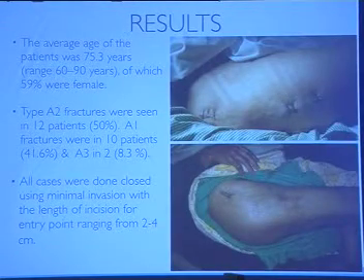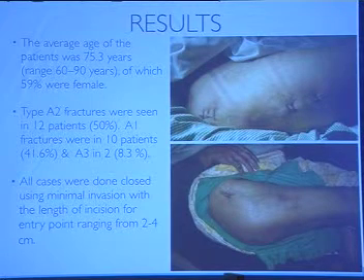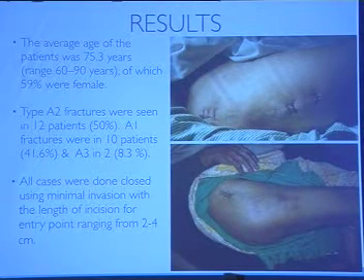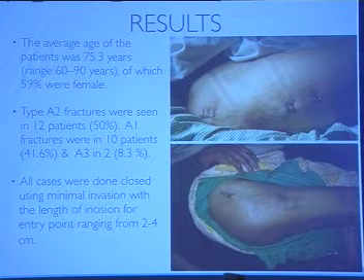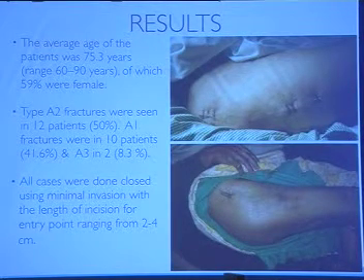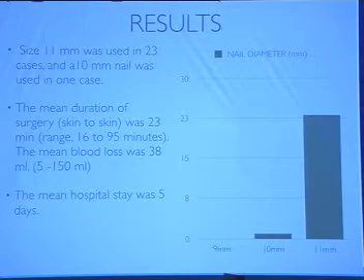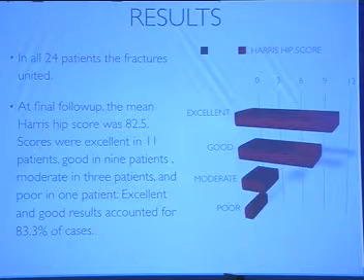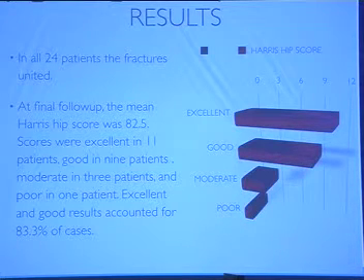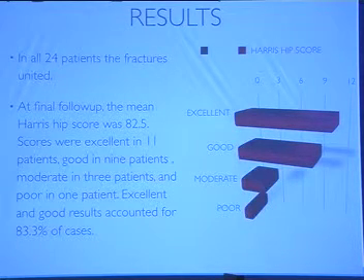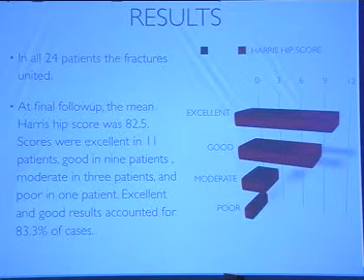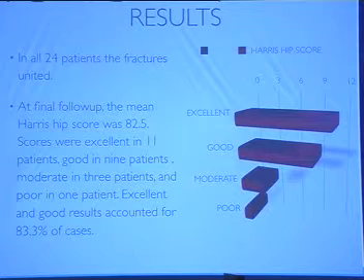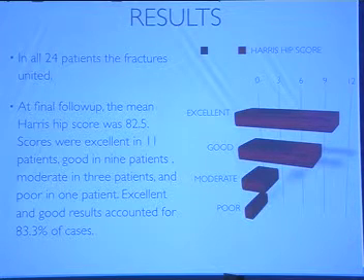The results: the average age of the patients was 75 years. Type A2 was seen in 12 patients, A1 in 10, and A3 in 2. All cases were done using a minimally invasive incision, entry point ranging from 2 to 4 centimeters. The mean duration of surgery, skin to skin, was 23 minutes. The mean hospital stay was 5 days. In all 24 patients, the fractures united. At the final follow-up, there was an excellent and good result in 83.3 percent of patients.